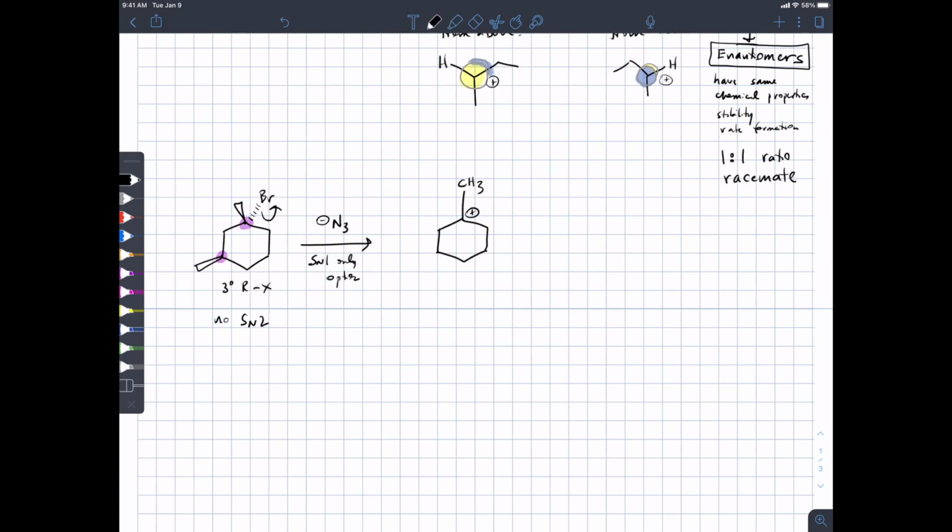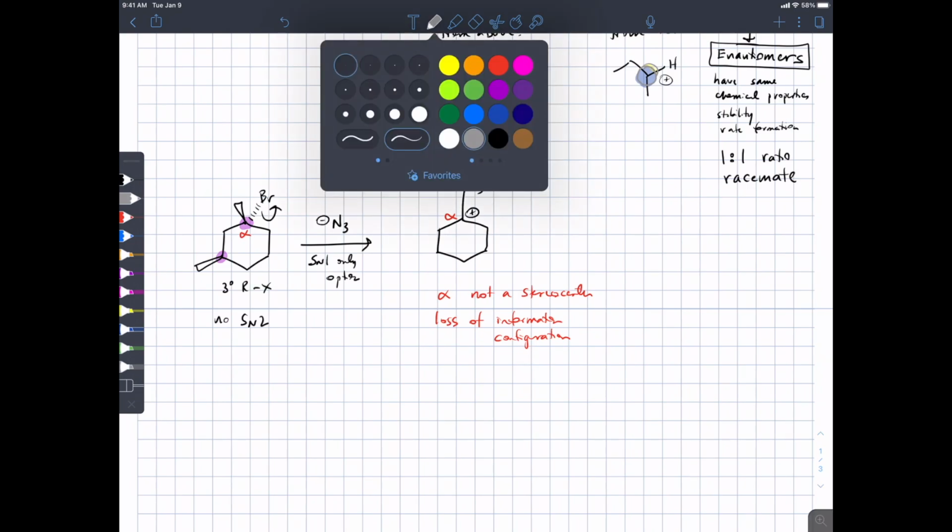In my intermediate, the alpha carbon is no longer a stereocenter. So we have lost information, loss of configuration at that alpha carbon. What about the carbon that's, I guess we'd call it the alpha, beta, gamma carbon? What about that gamma carbon? Does the leaving group leaving change that one at all? No, it's not participating in the reaction, so that one doesn't change.